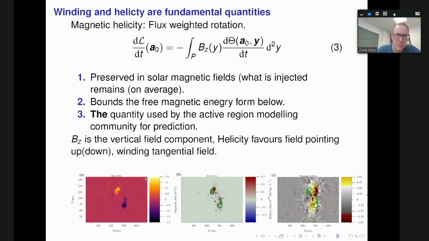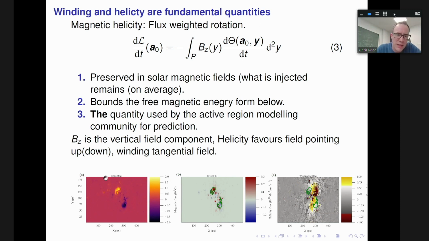Second thing is this bounds the free magnetic energy from below. So if we've got a lot of this helicity, then we should have a lot of free energy in our system, and then we should expect some flaring if it gets destabilized. And if we're looking at full theoretical models, flux emergence models, and the like, this is the quantity people have tended to end up using to make predictions. In fact, the first talk of today mentioned this quantity. So this helicity is a very important quantity, and actually what I've shown in my previous theoretical studies is the winding carries all these properties as well.